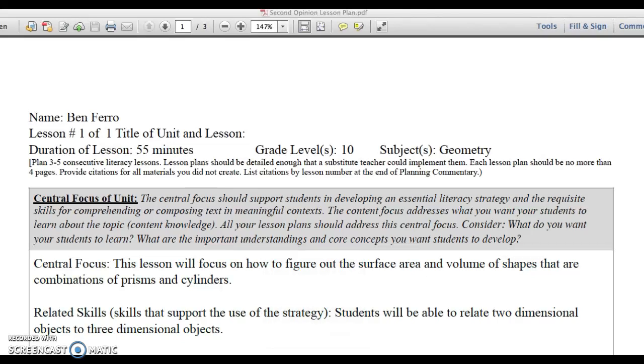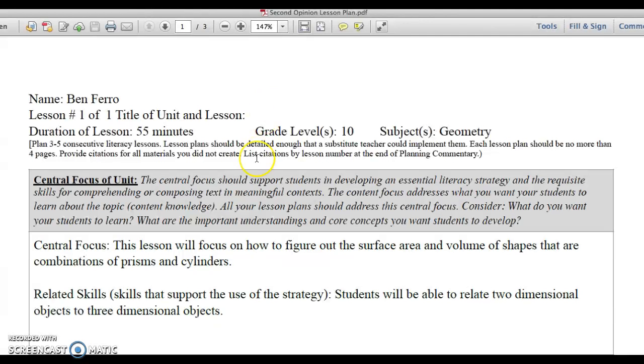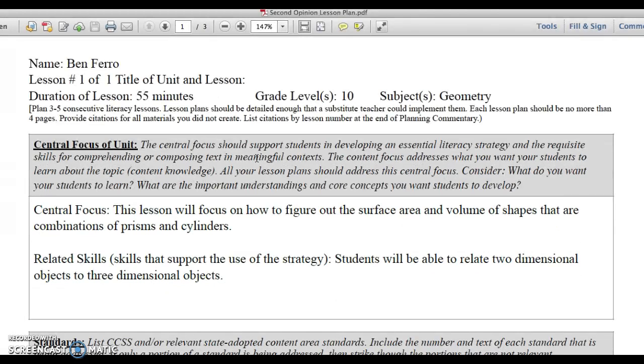All right, so today I'll be talking about the second opinion lesson plan. This was based off of a lesson plan given to us in a document called the second opinion. I took the geometry one, which had to deal with focusing on surface area and volume of shapes, and these shapes were prisms and cylinders.